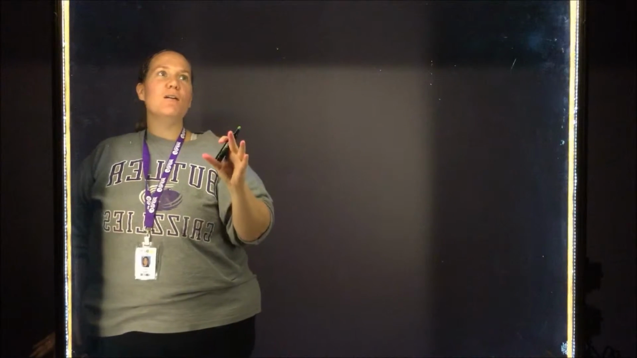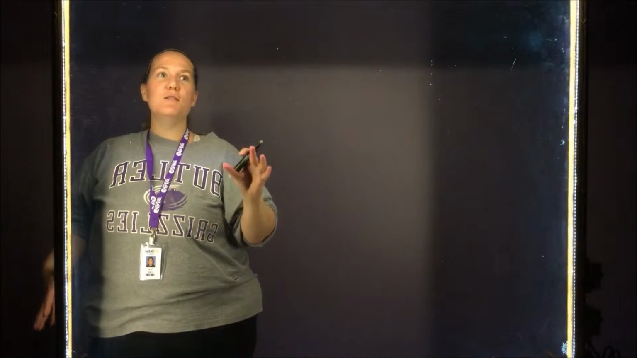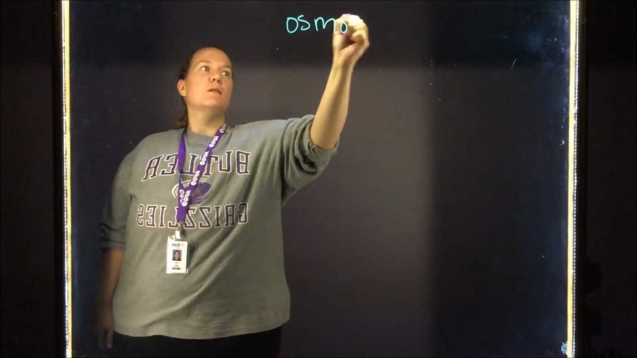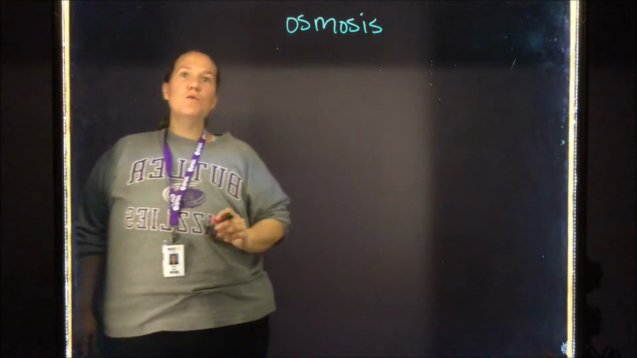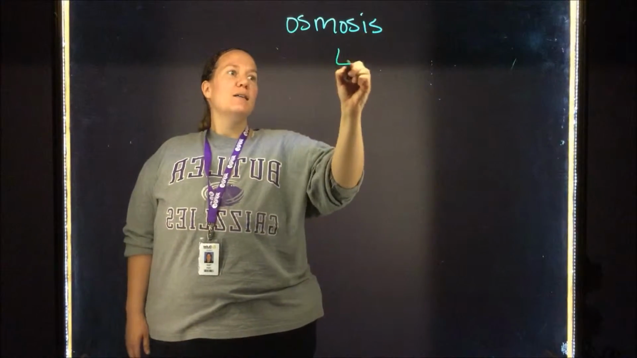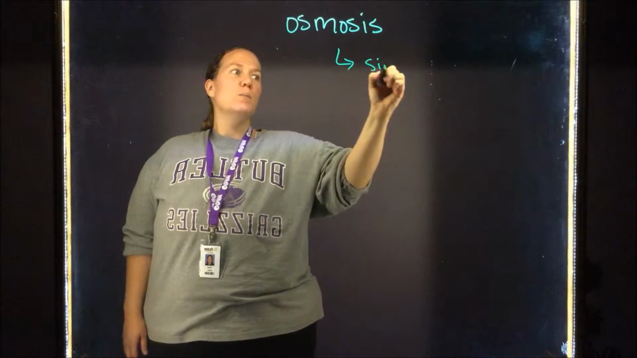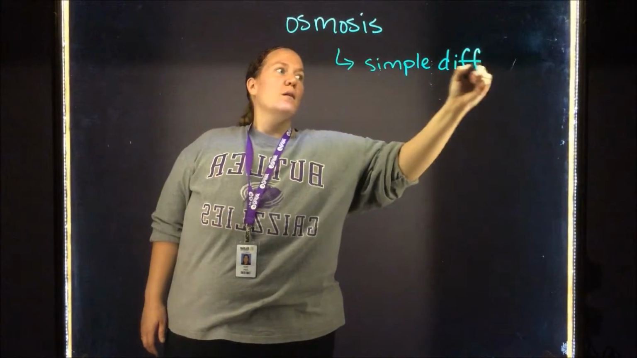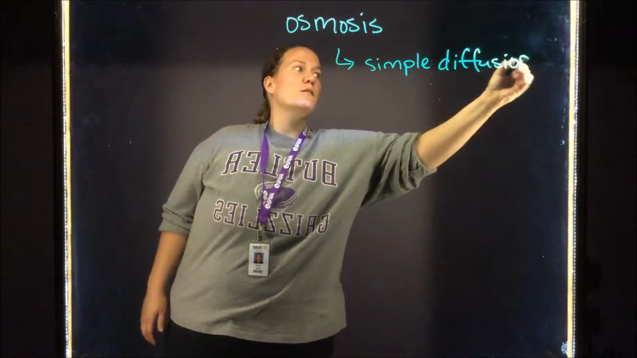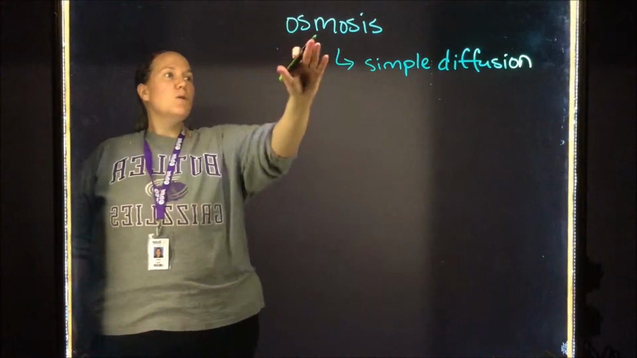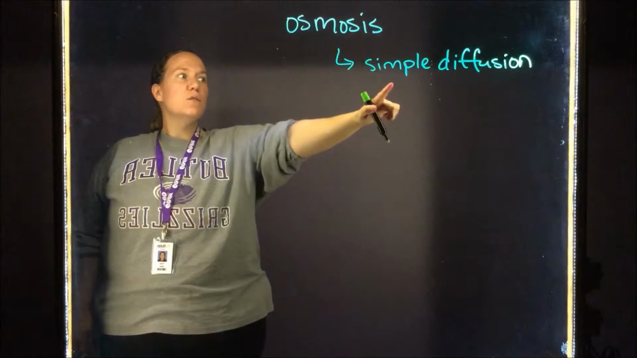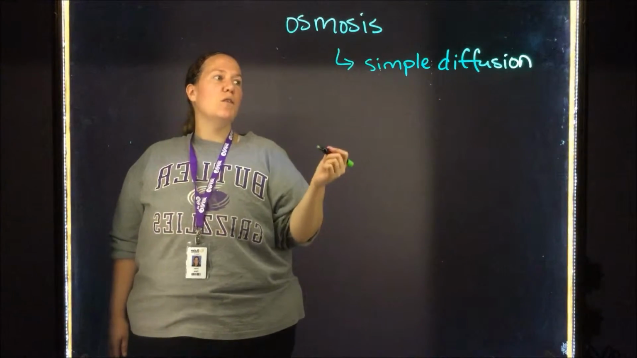So we are going to differentiate different types of diffusion. When we talked about osmosis, that was the movement of water. That is a form of simple diffusion. But there are other forms of simple diffusion. So osmosis is water moving, but simple diffusion can be anything moving.